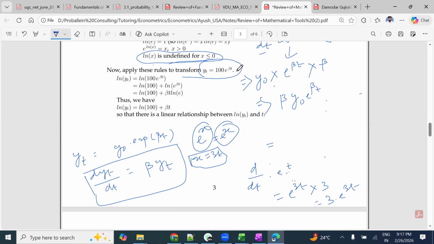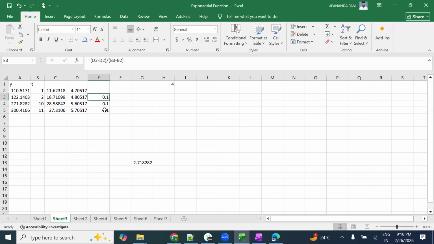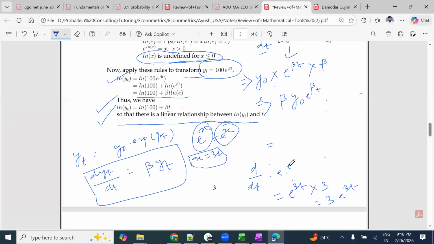100 into e to the power beta t। तुम ln both the side लगाओ, तो लास्ट इक्वेशन रहेगा ln yt will be equal to ln 100 plus beta t। Now question said so that there is a linear relationship between ln yt with respect to t, okay. जो एक्सेल में देखो, हमारा जो लीनियर रिलेशनशिप एक्सपोनेंशियल फंक्शन है, सबमें सेम बीटा आया। That shows that we have transformed the non-linear relationship to linear relationship. Is it clear?